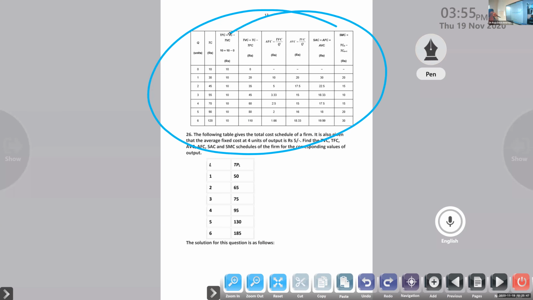If you want to write the equations, please write them down. TFC is equal to TC minus TVC. TVC is equal to TC minus TFC. The exact thing is in your textbook. AFC is equal to TFC divided by Q. AVC is equal to TVC divided by Q. SAC is equal to AFC plus AVC. SMC is equal to TCn minus TCn minus 1. Okay, completed.